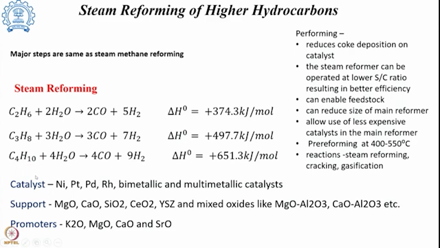Now for this particular reforming process, there are several catalysts which have been looked at, including nickel, platinum, palladium, rhodium, bimetallic catalyst and several multimetallic catalysts on supports like magnesium oxide, calcium oxide, silica, cerium oxide, yttria stabilized zirconia, and there are several mixed oxides that have also been looked at like magnesium oxide alumina, calcium oxide alumina, different promoters which have been used for the reforming reaction, K2O, MgO, calcium oxide, strontium oxide.